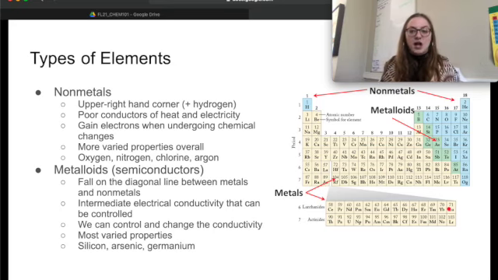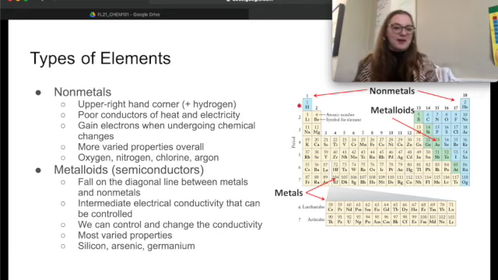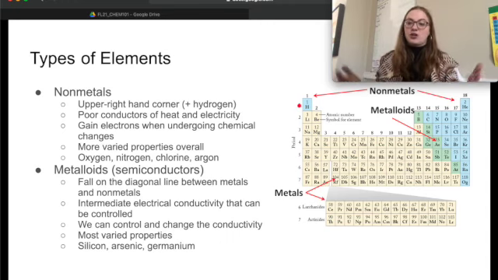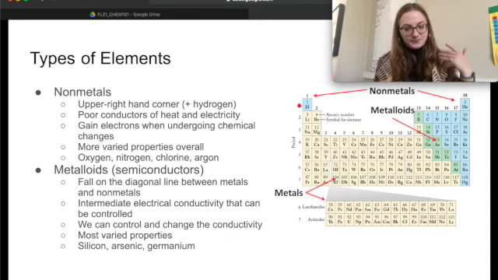Non-metals. In contrast to the metals, the non-metals are pictured in blue over here. All of these over here in these columns right here, those are going to be non-metals, and hydrogen. All of these and hydrogen are considered to be non-metals. Non-metals tend to be poor conductors of heat and electricity, so they tend to be insulators rather than conductors. And they tend to gain electrons when undergoing chemical changes, okay? So they're going to take on a negative charge because they're adding electrons to themselves.